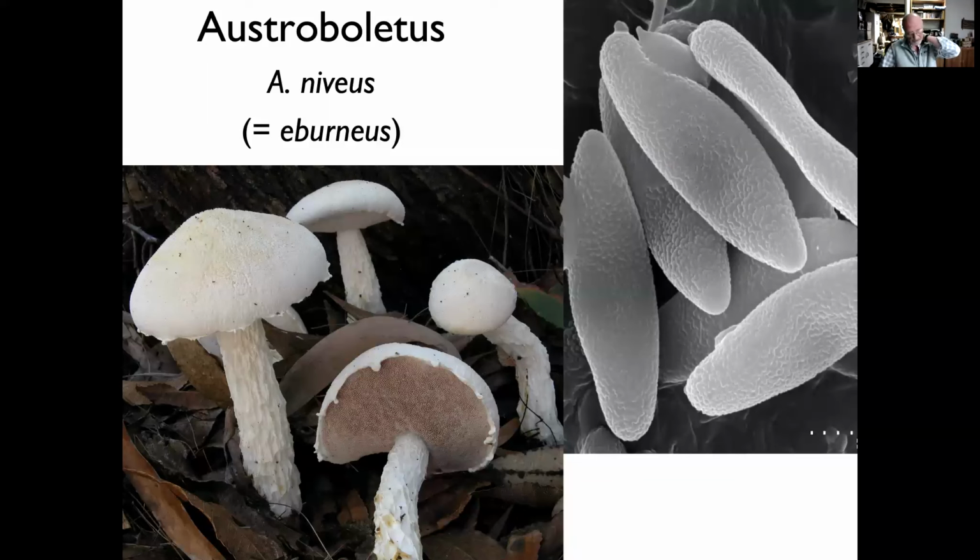Another Austroboletus, which was first described from New Zealand by Greta Stevenson, is Austroboletus niveus. Later, Roy Watling described Austroboletus eburneus from Queensland, and it turns out they're the same thing. They're white and dry, but they have a little bit of stickiness to them. And I tell you, don't eat it. Don't touch your eyes after you touch it because it'll burn like crazy. The thing about the spores of niveus is that it looks like fine sandpaper when you use a scanning electron microscope. Under a light microscope, that very fine ornamentation is extremely difficult to see.